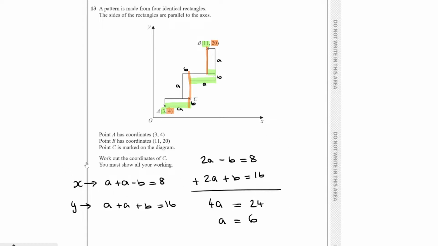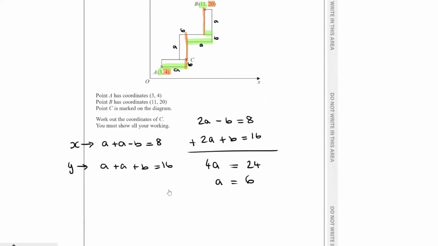So we've got A is 6, and then if we quickly work out B, we can look at the coordinates. Think about simultaneous equations: once you've worked out one of them, you just sub it back in. You can sub it into whichever equation you like. I'll sub it into the second one. So 2 times 6 plus B is 16. 2 times 6 is 12, so then B is 4.